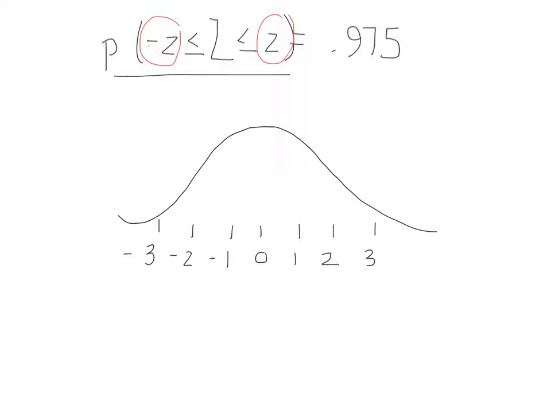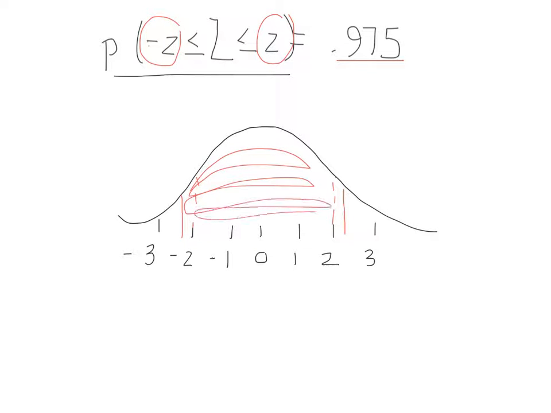We know from the empirical rule that between -2 and +2 standard deviations in a normal curve, we should find about 95% of our observations. We actually want a little more than that, so we've got to go a little bit further out. So we're looking for the z-scores that have an area between them that is equal to 0.975.